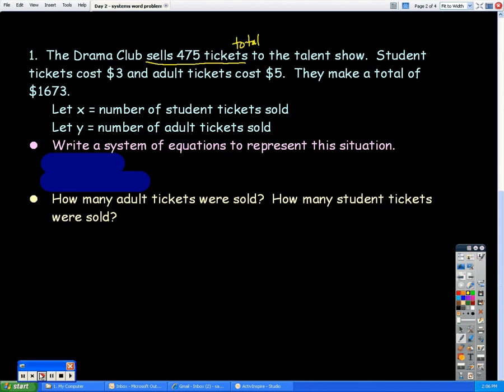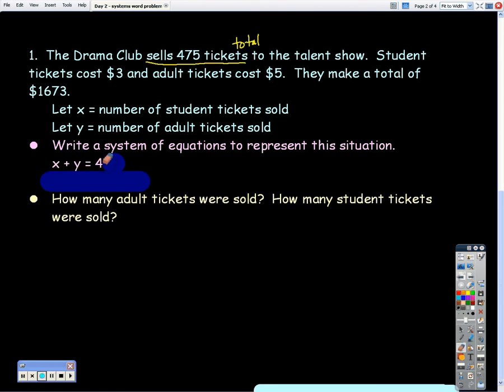They tell you that they sold 475 tickets total, and that's all the information you're given about how many tickets they sold. You want to be on the lookout for these pieces of information where they give you a number, and it ends up really just to be the two unknowns added together. Because 475 is the two unknowns added together, one of our equations is going to just be x plus y equals 475, because if I add together the number of student tickets sold and the number of adult tickets sold, I get 475. The other equation is going to come from all these numbers involving money.